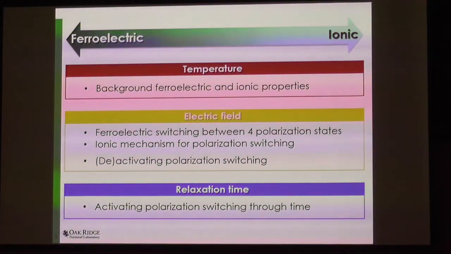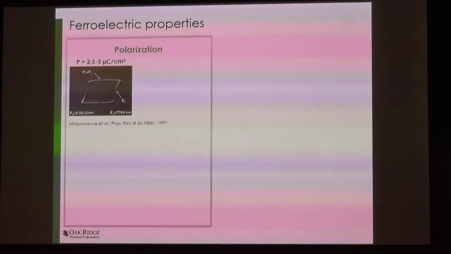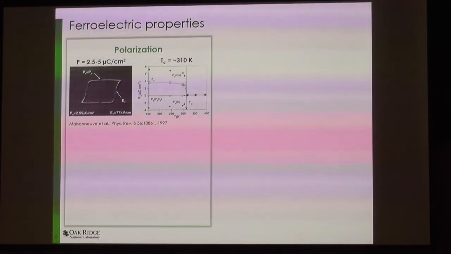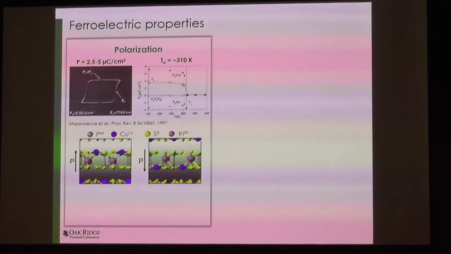So copper indium thiophosphate has been known basically since the 90s to be ferroelectric. We have a polarization of a few microcoulomb per square centimeter. We have a transition temperature, a Curie temperature, of about 310 Kelvin. That's just above room temperature, so not really high. What determines which polarization state we're in is where this copper ion is. Is it on top or bottom of the layer?